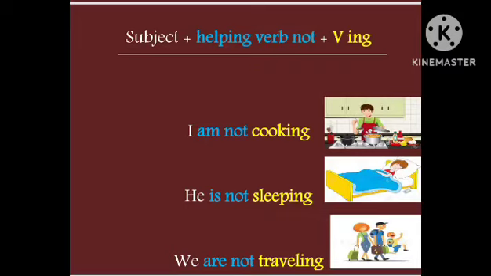So the first example will be I am not cooking. In the second example, we use not after the verb to be is. So the sentence will be he isn't sleeping. In the third example, we use not after the verb to be are. So the example will be we aren't traveling. So we use not after the verb to be and not after the main verb.